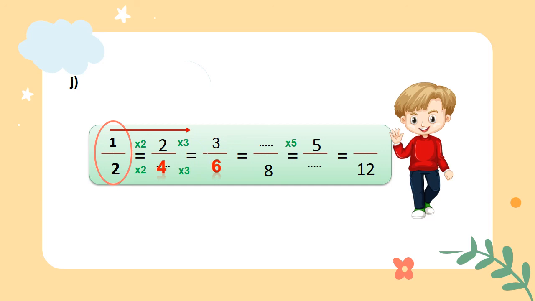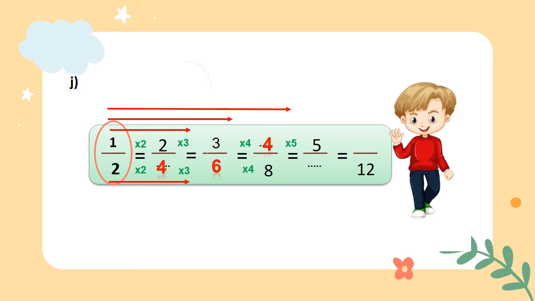1 over 2 equals what over 8? 2 by what gives you 8? 2 by 4. Excellent. Then I have to multiply 1 by 4 too. 1 by 4 gives me 4. The next, 1 by what gives you 5? 1 by 5. So if I multiply 1 by 5, I have to multiply 2 by 5, gives me 10.